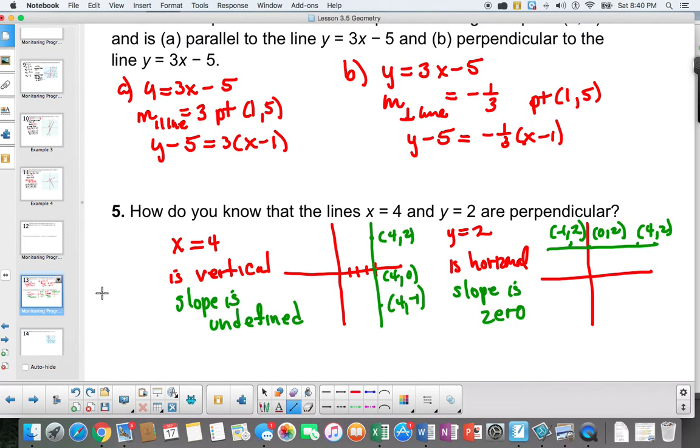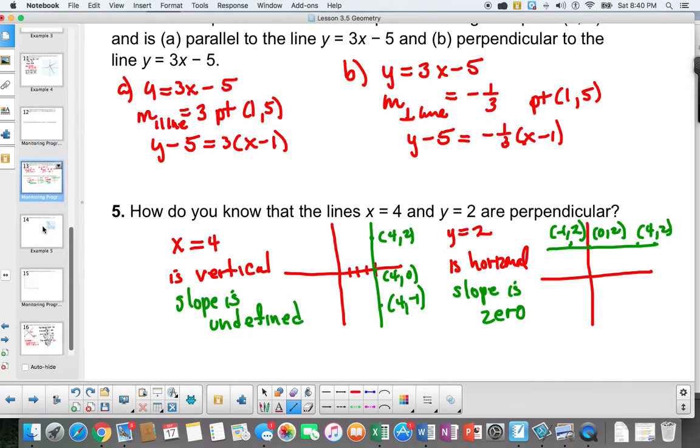In number 5, I want you to notice that x equal to 4 is a vertical line. I've graphed it right here to show you different points that have 4 as x. And this slope is undefined. y equal to 2 is a horizontal line, and I graphed it for you with some various points. Notice that all the y's are 2, and this slope is 0. So whenever you have an undefined slope and a 0 slope, you have perpendicular lines.